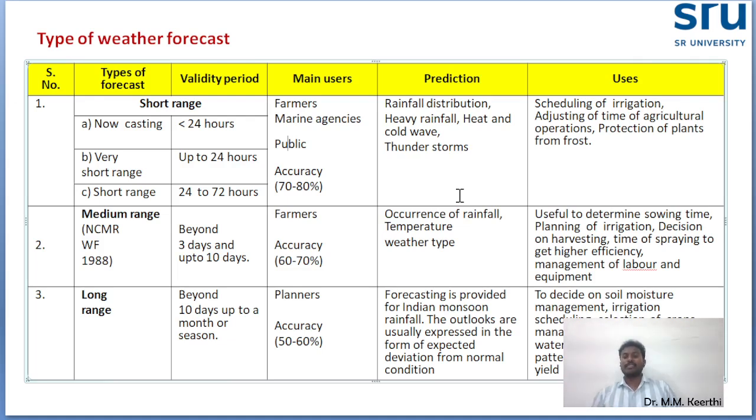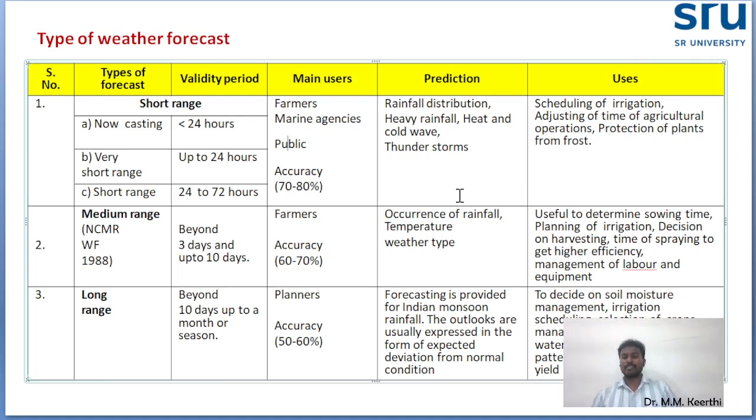Based on this, they will decide soil moisture management. For example, if they forecast that in the first fortnight of June there is no initiation of the monsoon, then it will go to June end or July first. The monsoon is delayed. So based on that, farmers will decide what type of crop to choose, whether to do field preparation now or not, and the selection of crops.